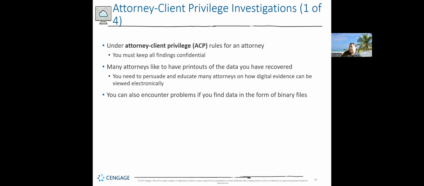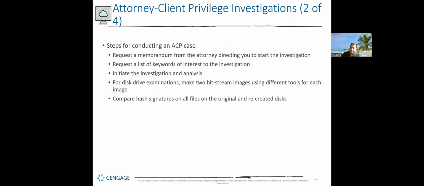Attorney-client privilege investigations. Things are getting weirder, but this is something I haven't dealt with. Under attorney-client privilege, ACP, rules for an attorney, you must keep all findings confidential. This is what I mentioned about confidentiality. You don't talk about this with your wife, kids, brother, uncle, cousin, sister, husband, or whoever. Doesn't matter. Many attorneys like to have printouts of data you have recovered. You need to persuade and educate many attorneys on how digital evidence can be viewed electronically. You can also encounter problems if you find data in the form of binary files.